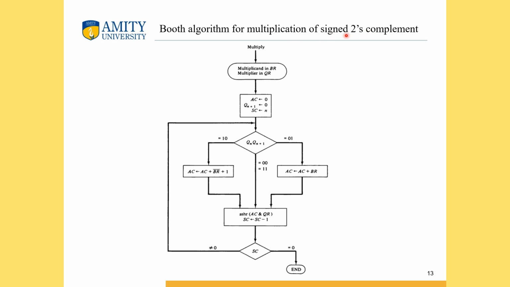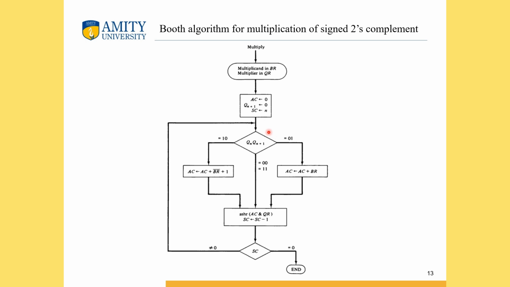So if we have 2's complement, that is when the Qn plus 1 is used. So again we have the multiplicand in B and multiplier in Q. You may take QR, B and PR, that is just the register, so the name can be anything. The AC will be set to 0, also the same as A in previous. A is set to 0, Qn plus 1 is also set to 0, sequence counter is set to N.